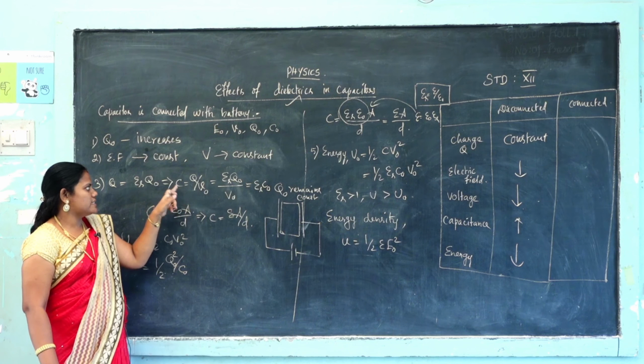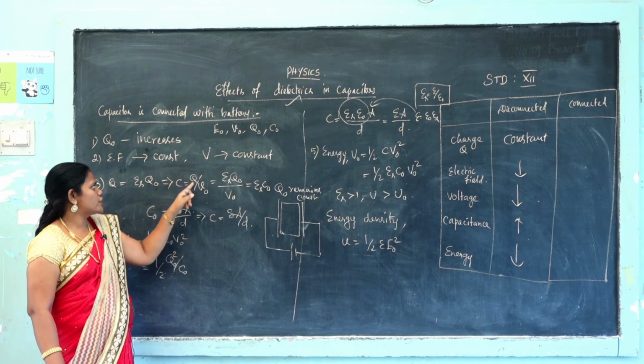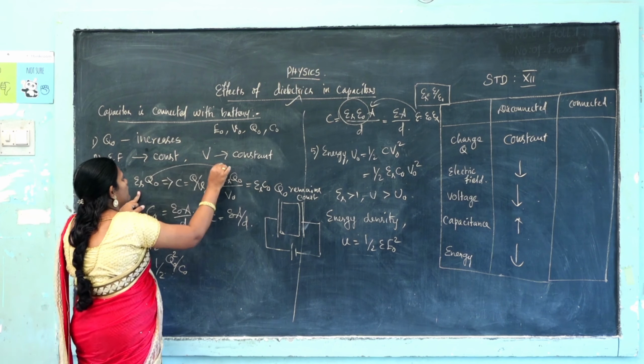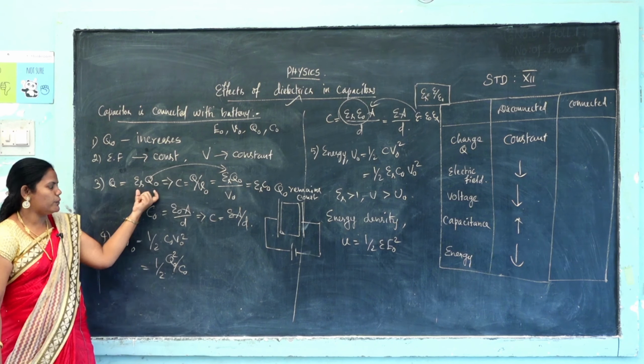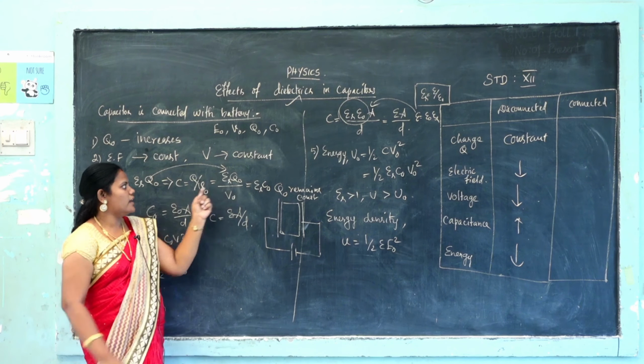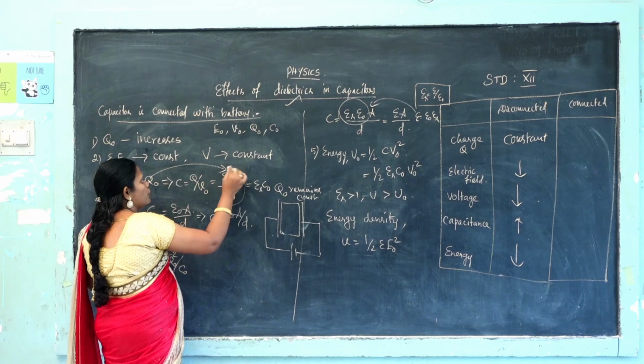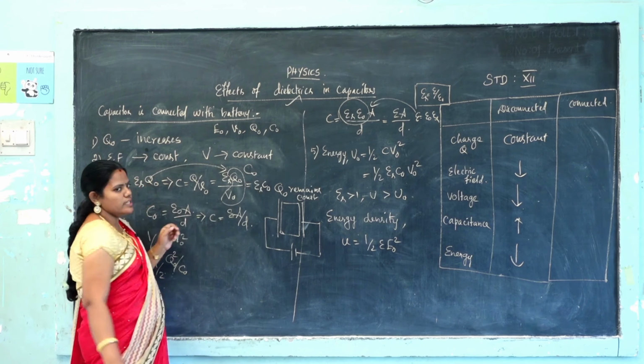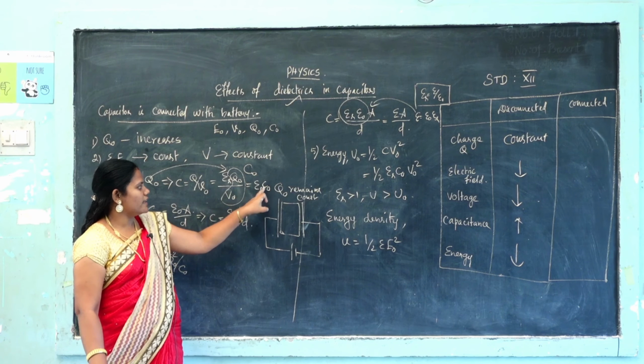Capacitance C is equal to Q by V naught. What is Q? It is epsilon r into Q naught, so C equals epsilon r into Q naught by V naught. Q naught by V naught is the initial capacitance C naught. So C equals epsilon r into C naught.